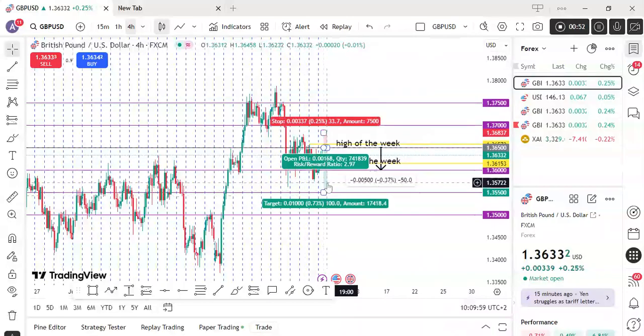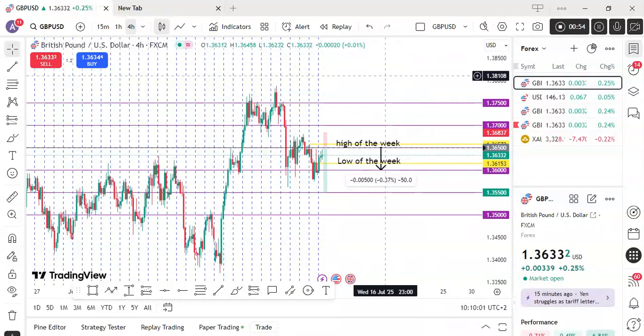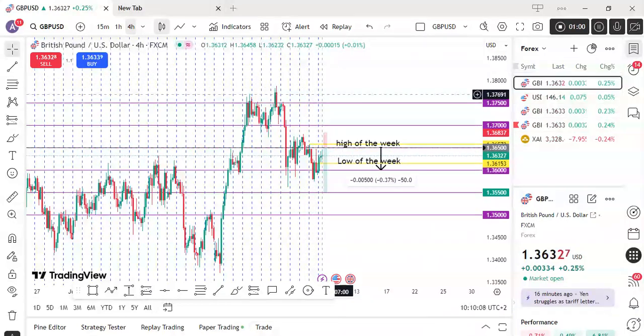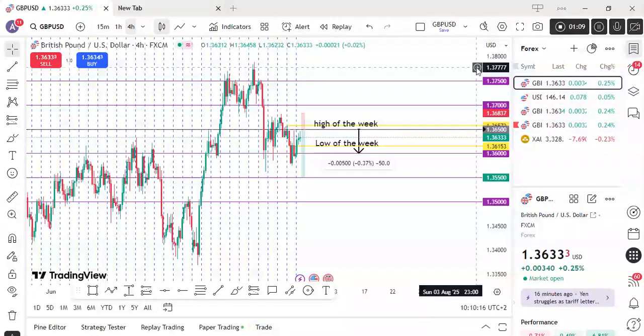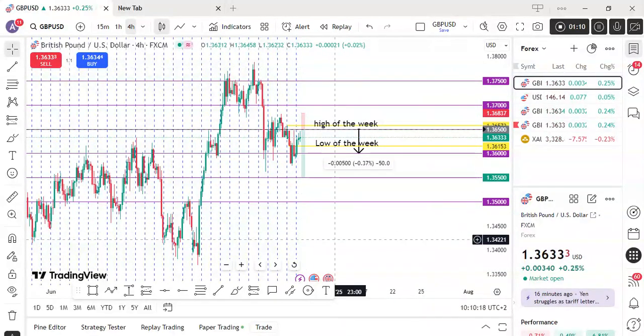As you can see, after marking these levels, the high and low of the week, it gave me a very good entry point on this bias I'm seeing. So this is my 4 hour. I'm going to zoom in so you see what's happening.